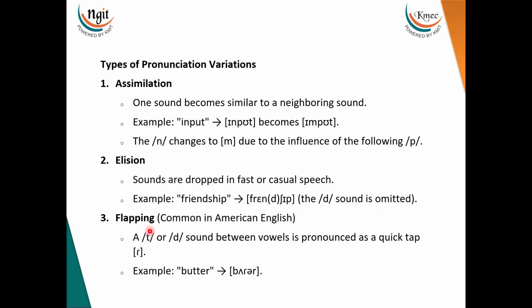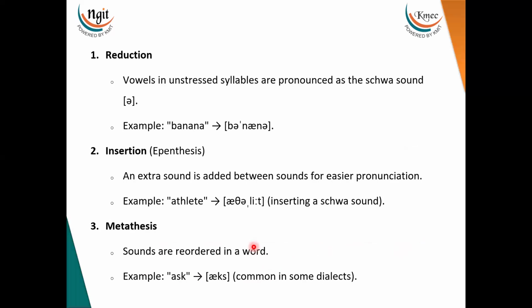Friendship, right? And next is flapping, which is common in American English. A T or D sound between vowels is pronounced as a quick tap. For example, butter. Whereas in an American accent, it generally has some kind of flap in that. That is butter, where you have this quick tap.